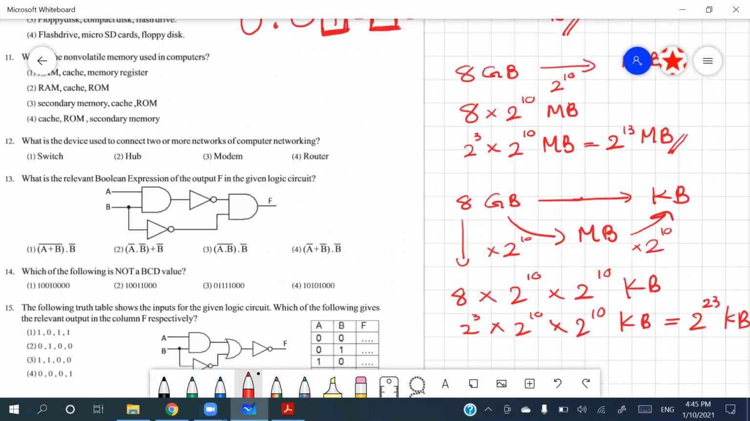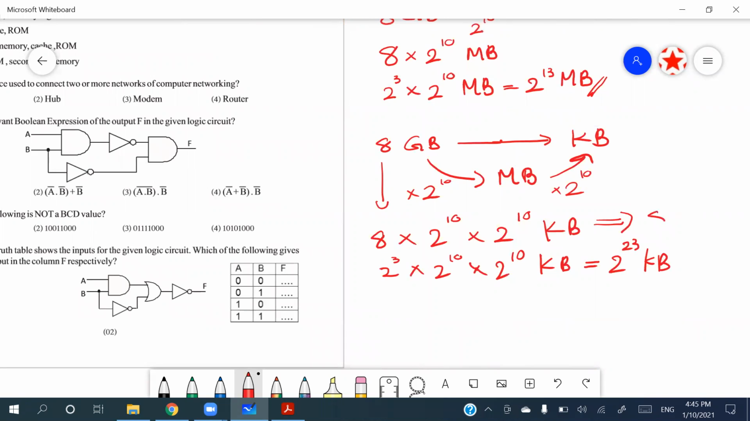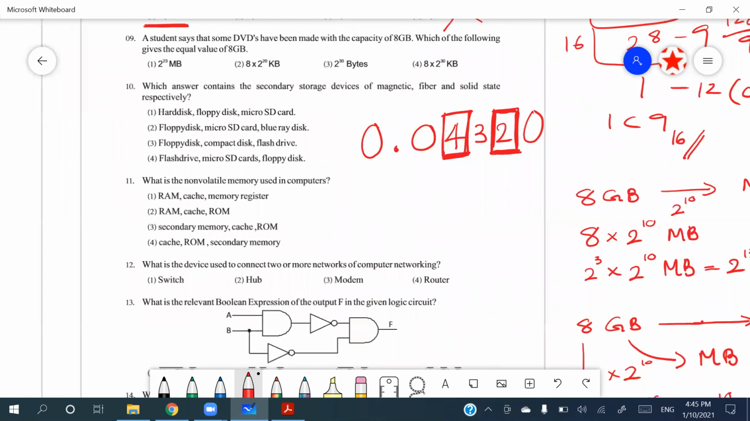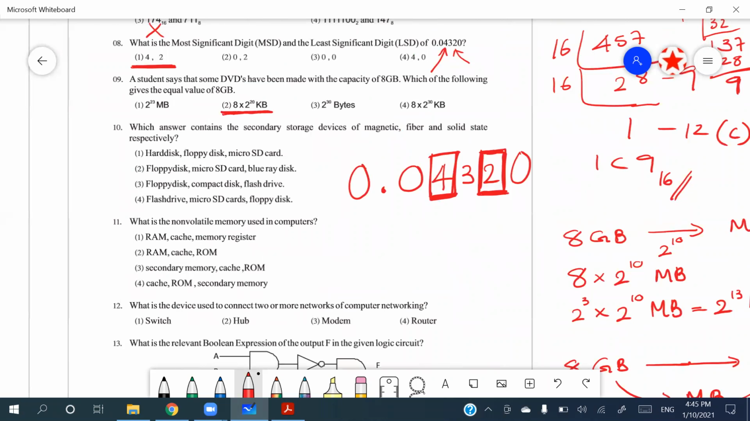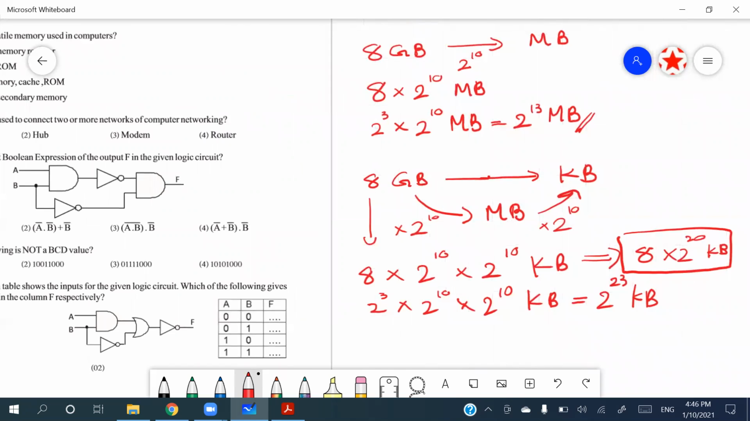Okay, so people, according to this, this is 2 to the power 23, or in other words, from this we can derive 8 into 2 to the power 20 KB. Right, that means this answer can be taken as the correct one. Okay, people, confirm me, did you get what I did? Yes, sir. Do these type of questions normally come for levels? Yeah, most probably. If anyone needs to do it again, let me know, I'll show the way.